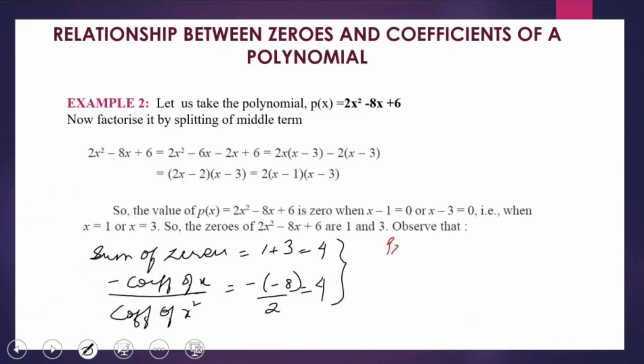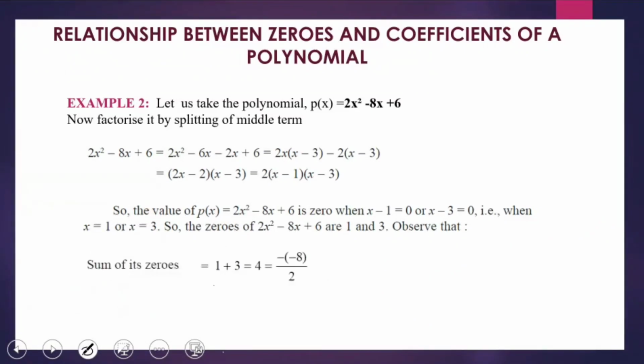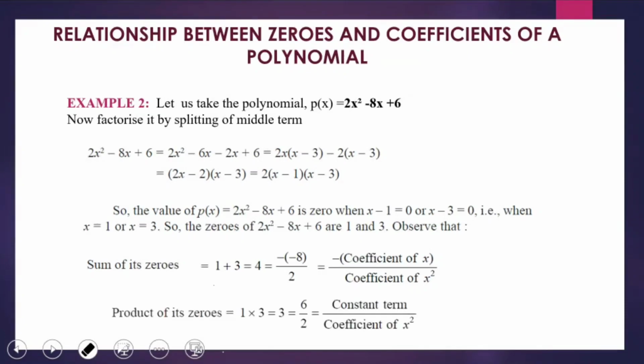Let us now take what about the product. What is the product of the zeros? The product of zeros is equal to 1 into 3, which is equal to 3. And what about the constant term upon the coefficient of x square? That is equal to 6 upon 2, which is equal to 3. So we conclude that the product of the zeros is equal to constant term upon coefficient of x square. So we get two important results from this. Number one, the sum of the zeros is equal to minus sign the coefficient of x upon coefficient of x square, and also the product of the zeros is given by the constant term upon the coefficient of x square.